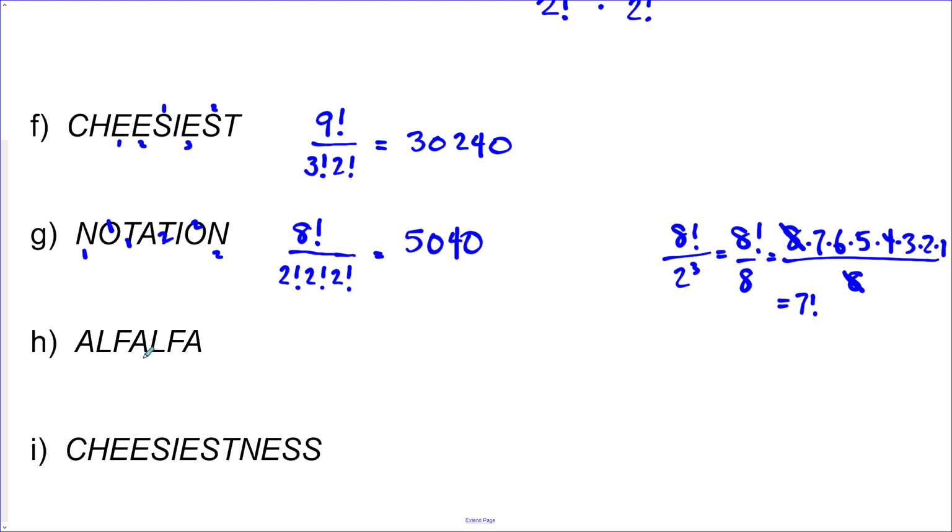Let's try alfalfa. So alfalfa has 7 letters, and we've got 1, 2, 3 A's, so that's going to be 3 factorial. We've got 2 F's here, so that's going to be 2 factorial. And we've also got 2 L's, so another 2 factorial. So in this case, we've got 210.